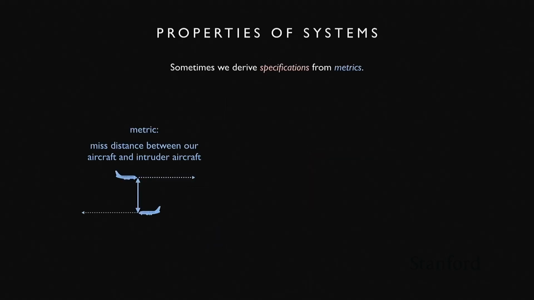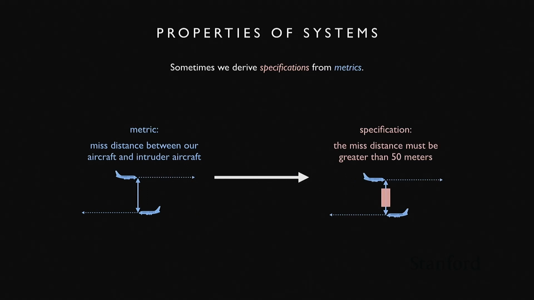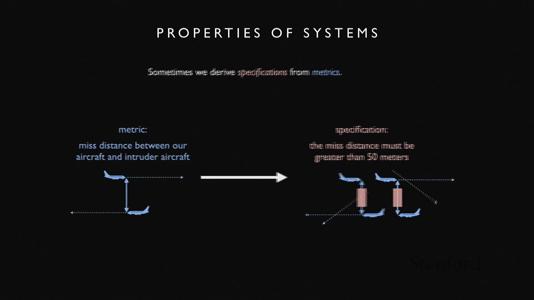Sometimes we can kind of go back and forth between the two. So sometimes we'll derive specifications from metrics. So you could imagine, for example, an aircraft collision avoidance system, where our metric is the missed distance between our aircraft and the intruder aircraft, so this distance here. And then we could actually just derive a specification from this metric by saying the missed distance must be greater than 50 meters. So the metric is a real value, it's that actual missed distance. And then the specification maps that by saying it's true or false depending on whether our missed distance is greater than 50 meters.